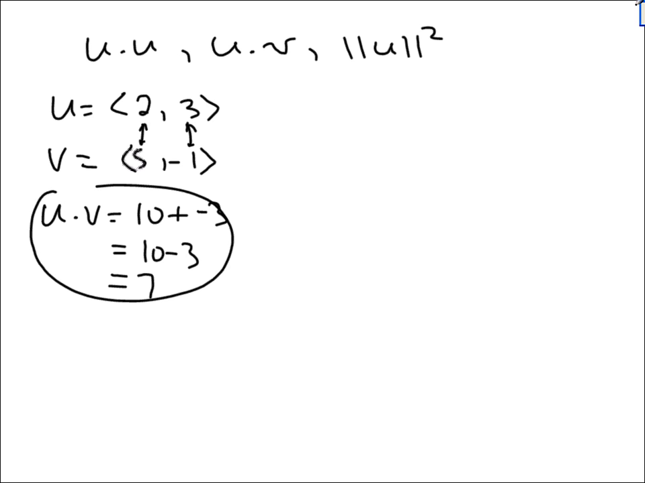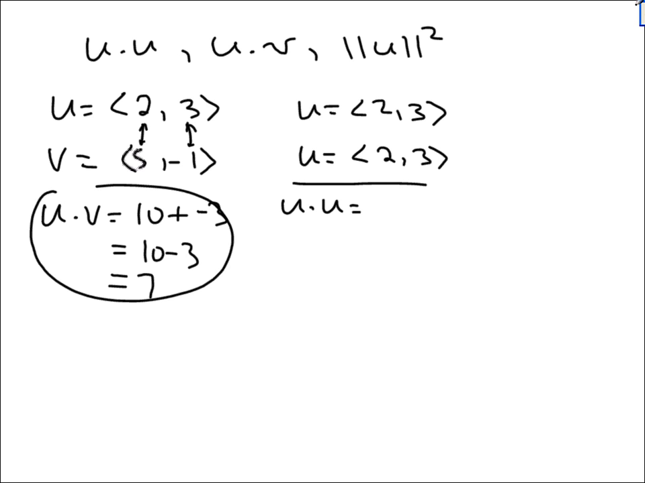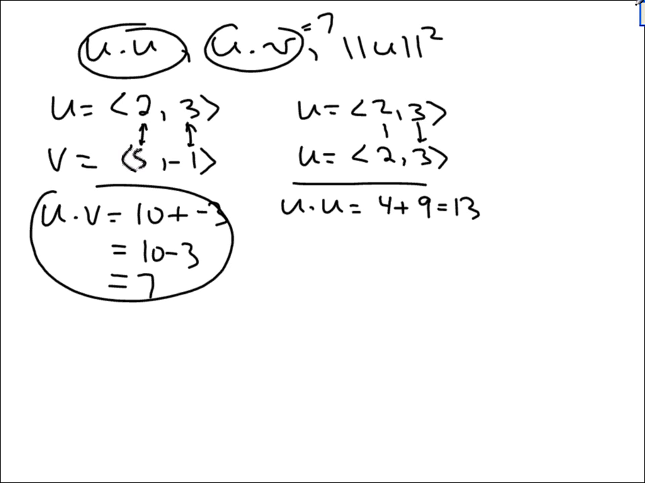What's u dot u? Well, u is (2, 3) and u is (2, 3). U dot u, you multiply the first components, you multiply the second components, you add them up. That's 13. Oh, I did them in reverse order, recall. U dot v is 7. U dot u is 13.